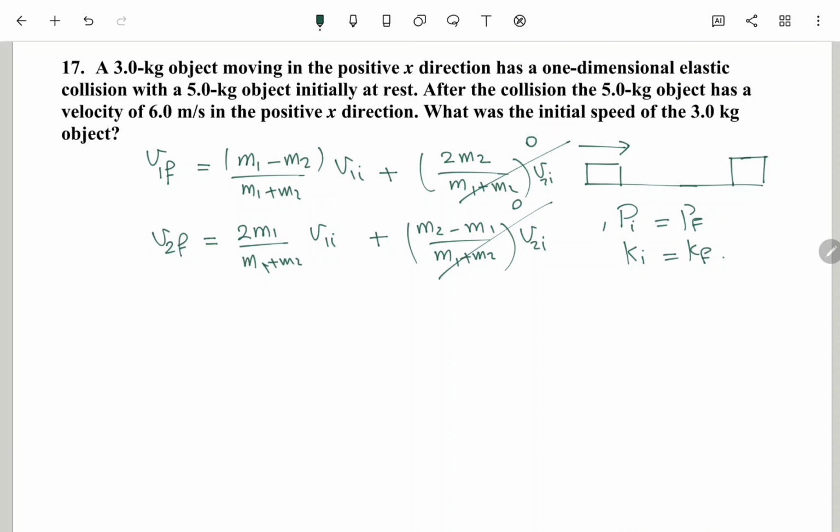Now for the initial speed of the 3 kilogram object, let's use this part here. The final velocity for the black one equals 6, which is 2 m1, it's just 3, divided by 3 plus 5, times V1 initial, and from this one here, V1 initial, or the initial speed of the 3 kilogram object, is equal to 8 meters per second.